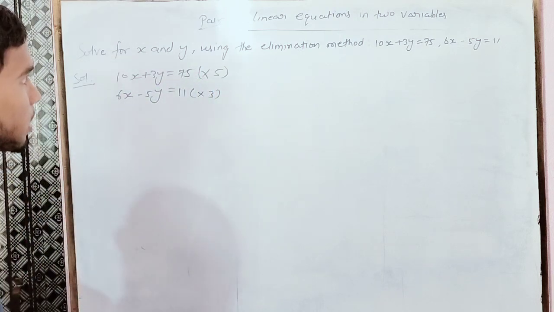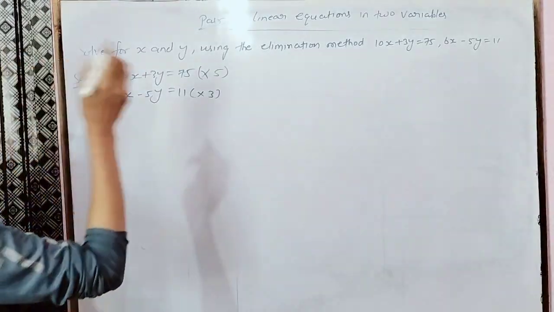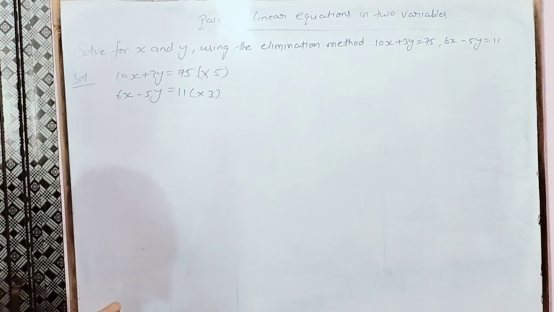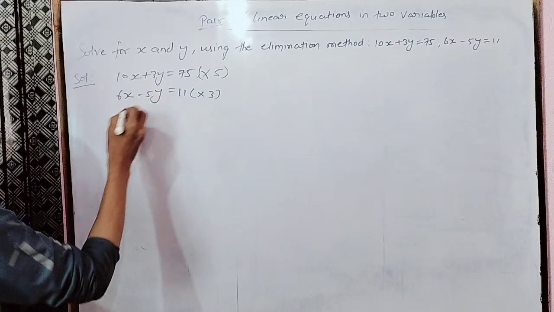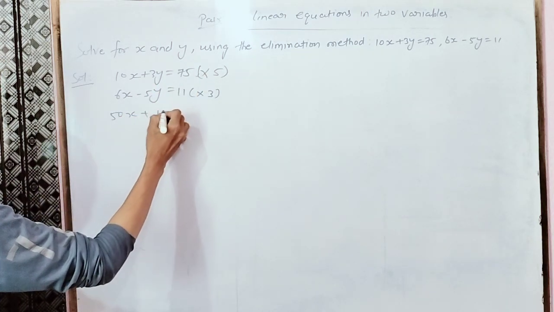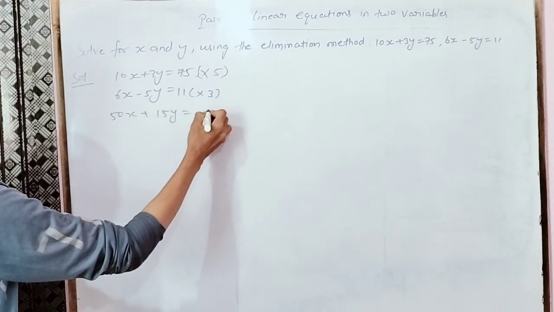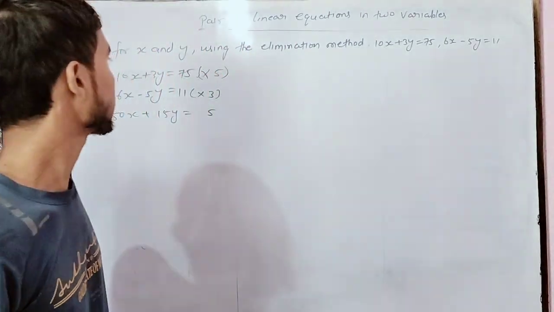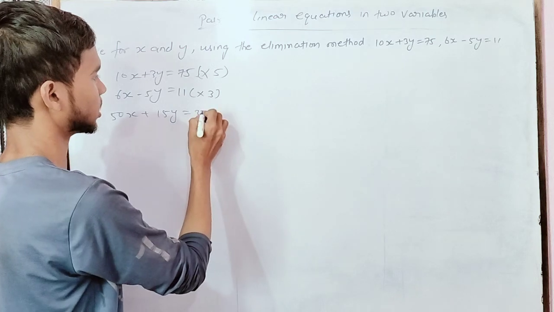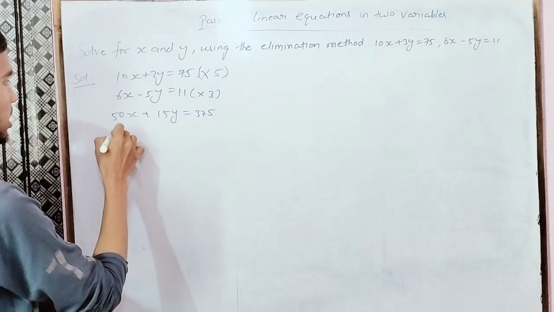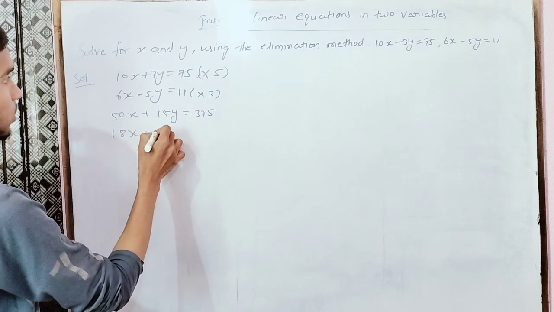Okay, goal. In both sides, but in both sides. Now 50x plus 15y, 5 5s are and 7 5s are 35, 37. Okay, now 6 3s are 18x minus 15y, 33.